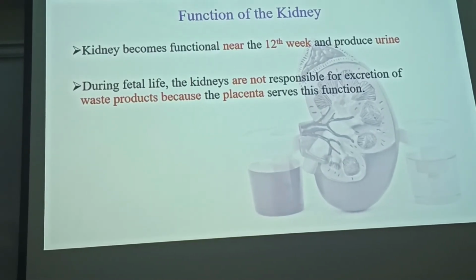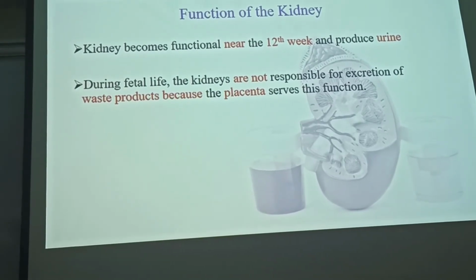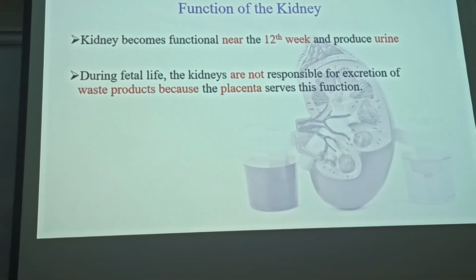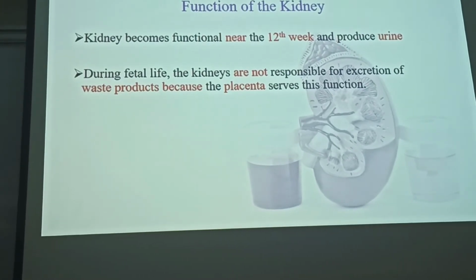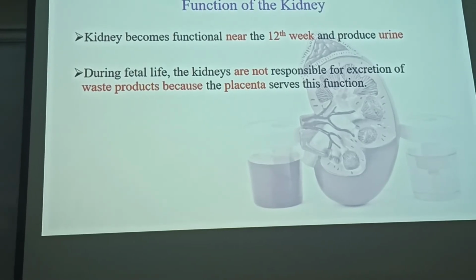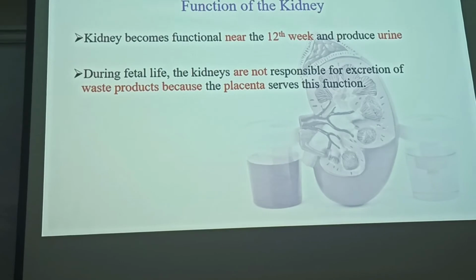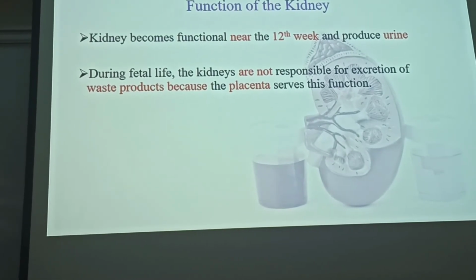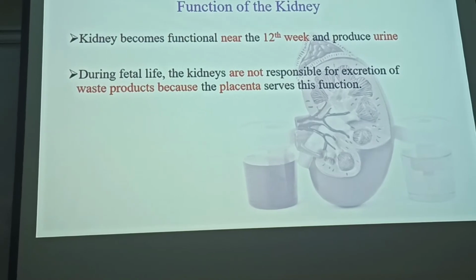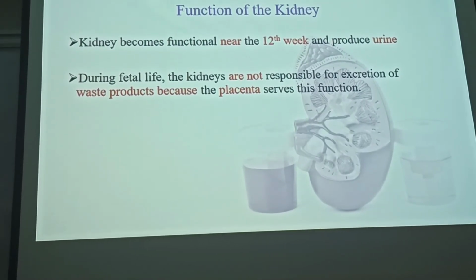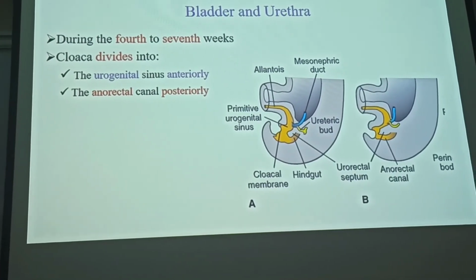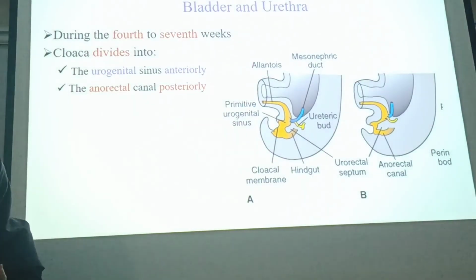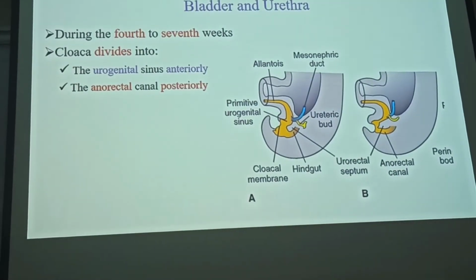During the fetal period or embryonic period, the kidneys are not responsible for excreting waste material. The placenta is responsible for this act, okay? The kidney just produces urine. Urine is an excretory material in the embryonic period, and it just goes into the amniotic fluid, okay? So far, I have explained about the kidney development and clinical points. Any question? No?